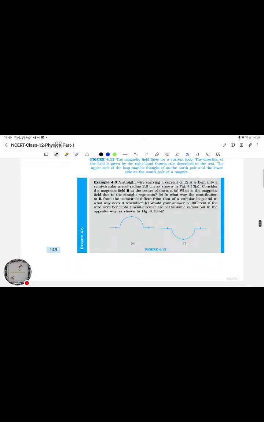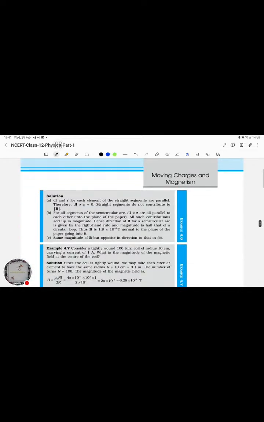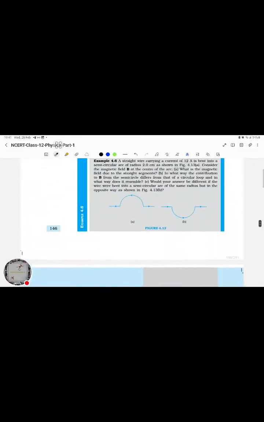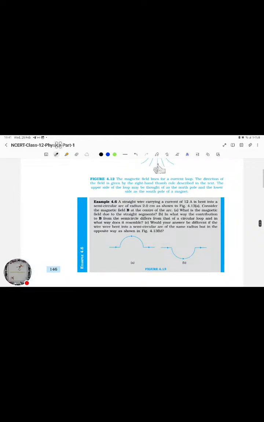Moving down, a straight wire carrying a current of 12 ampere is bent into a semicircular arc of radius 2 centimeter. So basically I'm obtaining a semicircular arc having a radius of about 2 centimeters. Consider the magnetic field B at the center of the arc. What is the magnetic field due to the straight segments? At the center, along the direction dl cross r, since the theta value is 0, the straight segments do not contribute any amount of magnetic field.